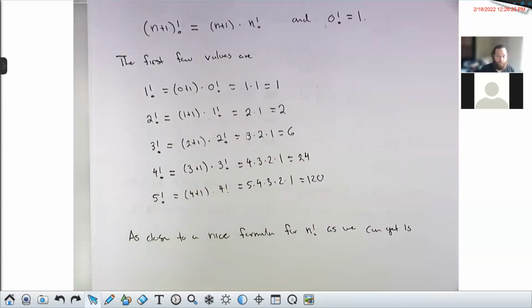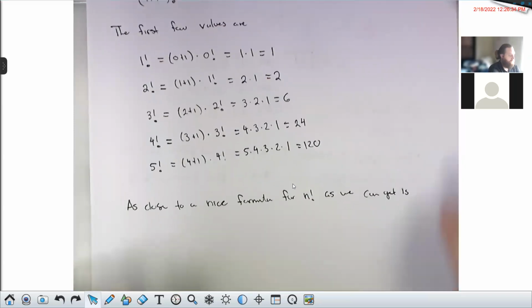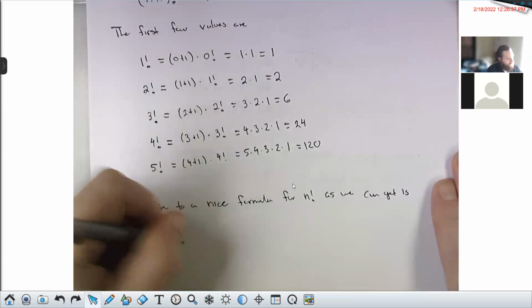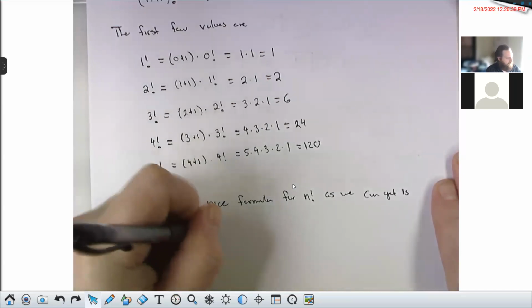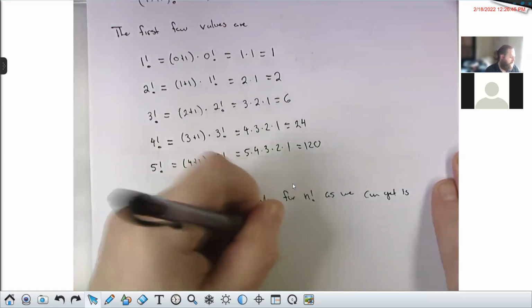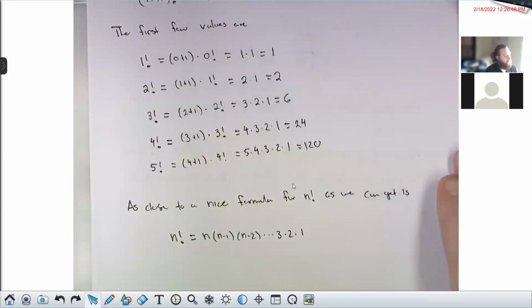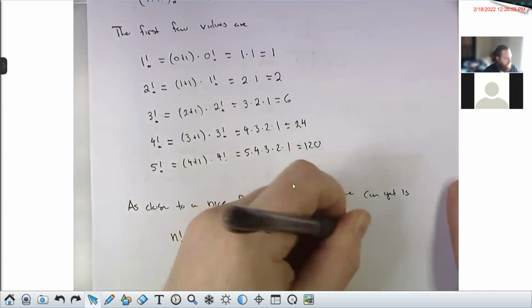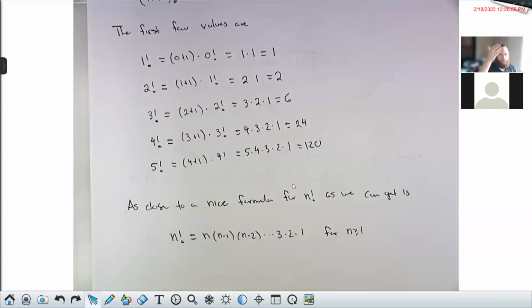Right? 10 factorial. Let's look at the patterns in here. It would be 10 times 9 times 8 times 7 times 6 times 5 times 4 times 3 times 2 times 1. So n factorial is n times n minus 1 times n minus 2 times, and you go all the way down to 3 times 2 times 1. And this works great as long as n is bigger than 1. If n is 0, remember, 0 factorial is defined to be 1.